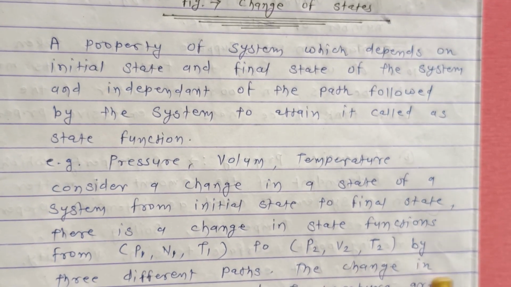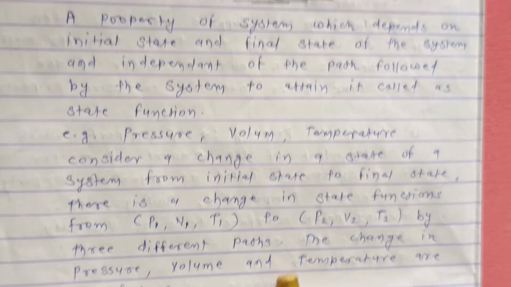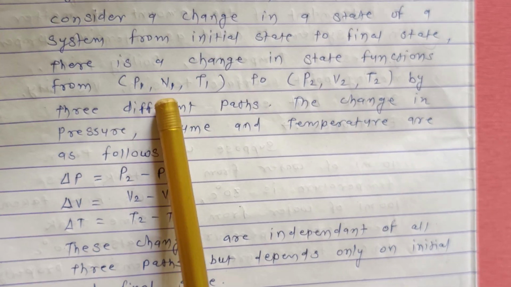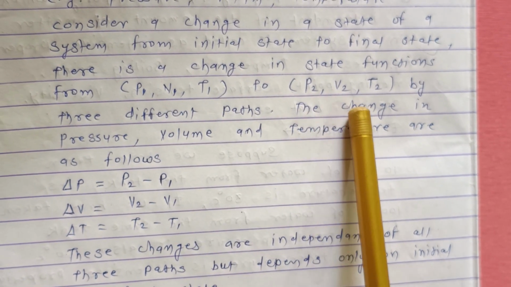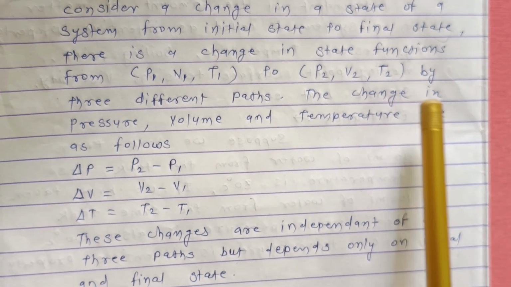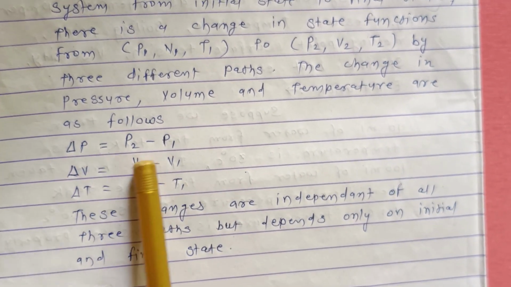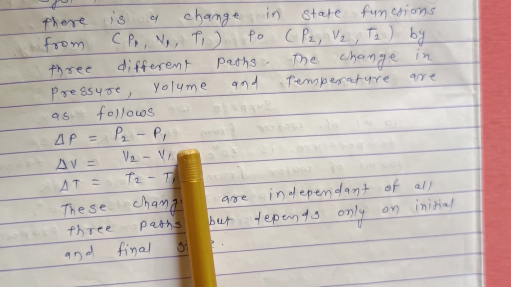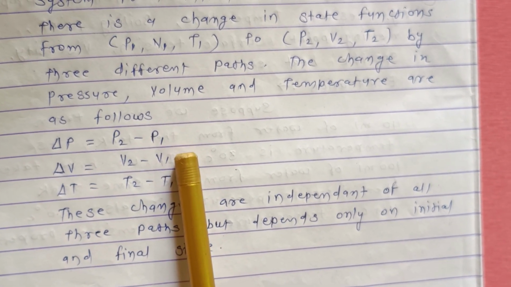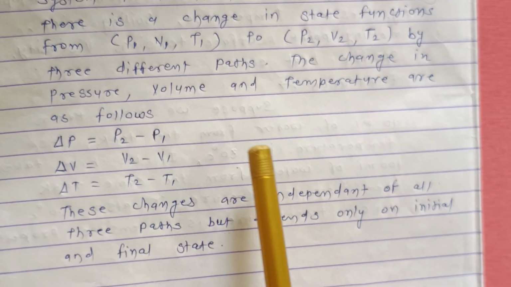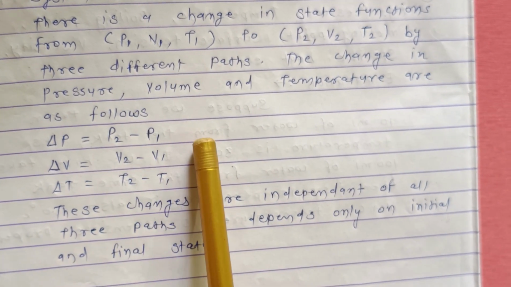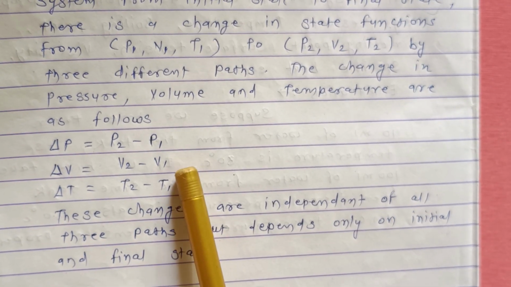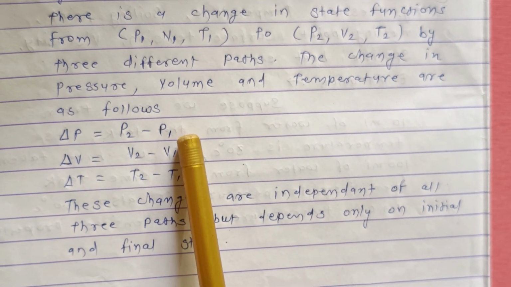Considering the initial state P1, V1, T1 and final state P2, V2, T2, the change in pressure is calculated by final pressure minus initial pressure. That is delta P is equal to P2 minus P1. Suppose the first pressure is 10 bar and the second pressure is 30 bar. So 30 minus 10 will be 20. That will be the change in pressure. We are not interested in the path. We are interested in the final state and initial state.